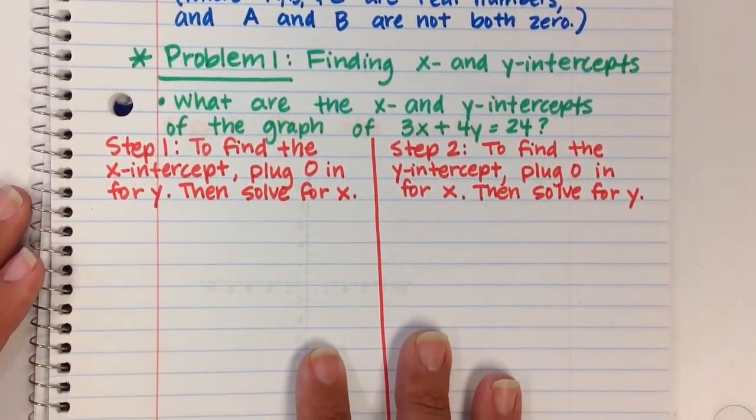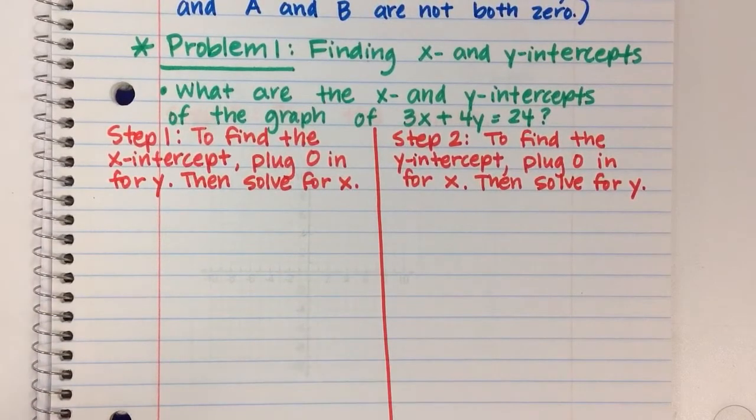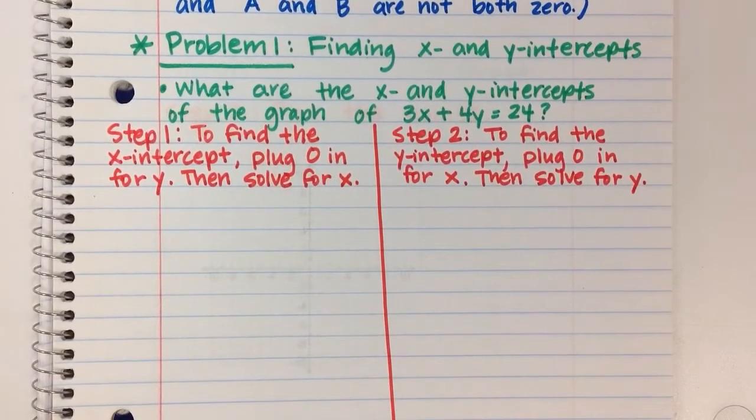Step 1 is using standard form to find x and y intercepts. What are the x and y intercepts of the graph of 3x plus 4y is equal to 24? Well, what you have to know in using standard form to find your intercepts is that you let something be 0. To find the x-intercept, you plug 0 in for y, then solve for x.